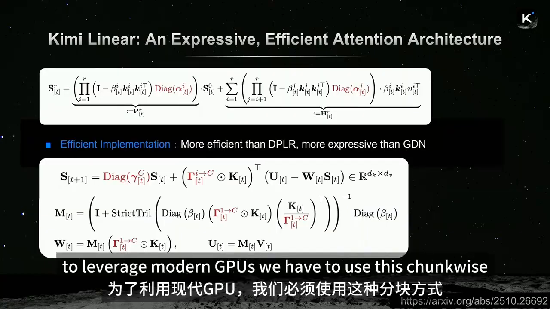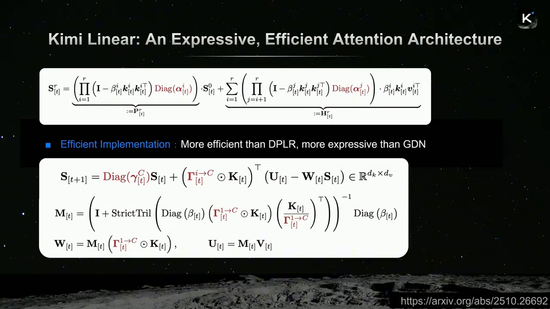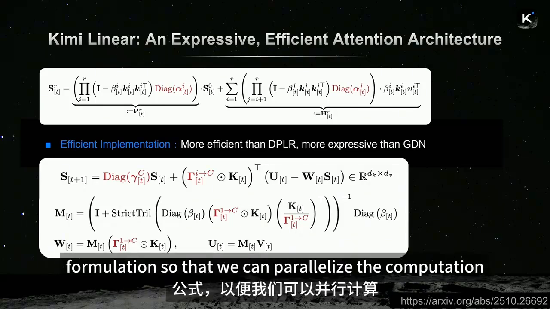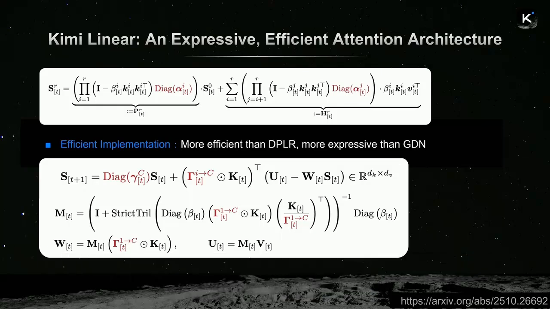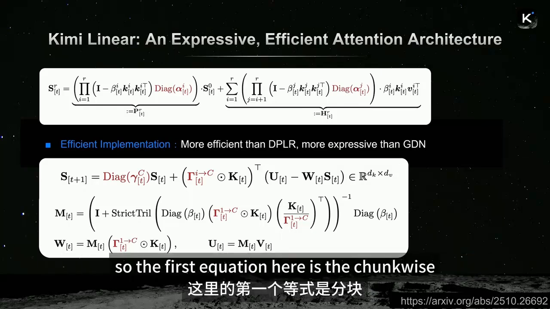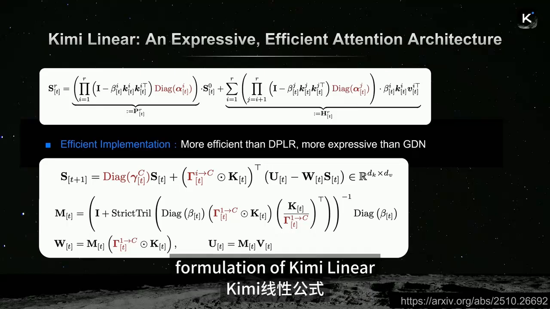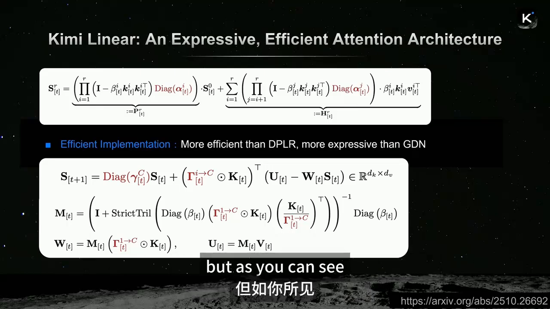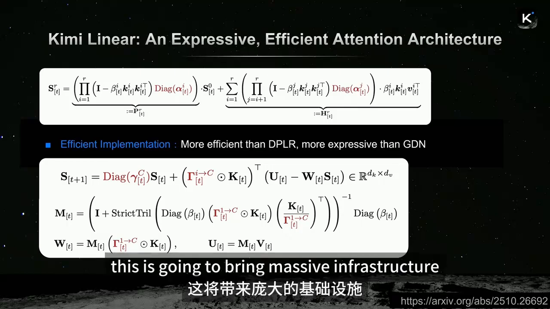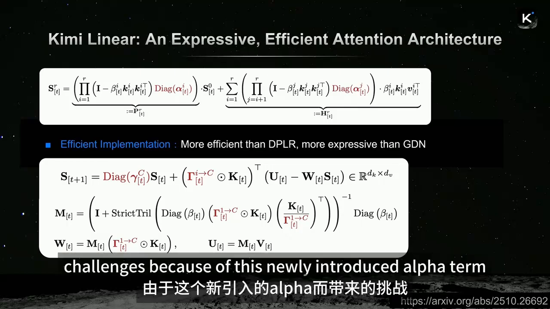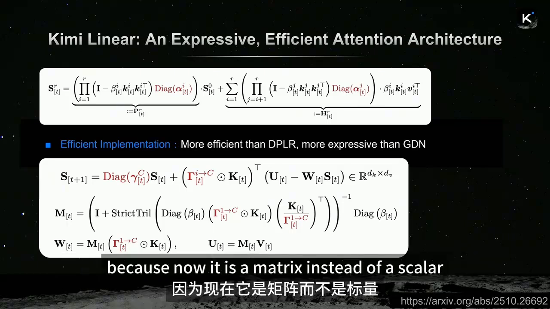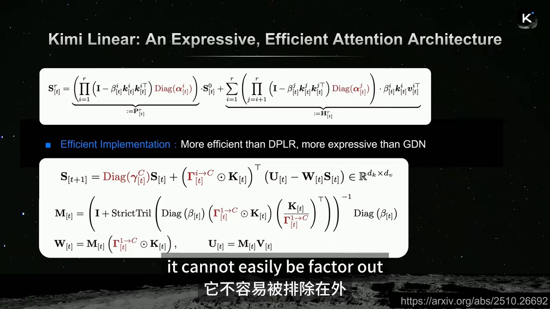And of course, to leverage modern GPUs, we have to use this chunk-wise formulation so that we can parallelize the computation on modern GPUs. So the first equation here is the chunk-wise formulation of Kimi Linear. But as you can see, this is going to bring massive infrastructure challenges because of this newly introduced alpha term. Because now it is a matrix instead of a scalar, it cannot easily be factored out.